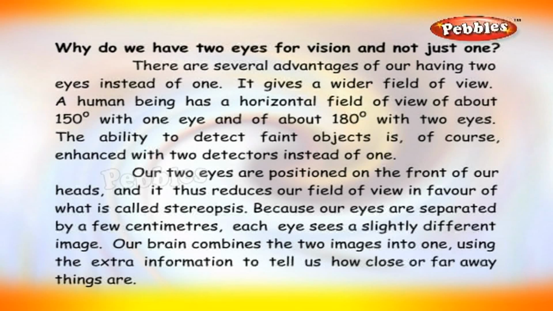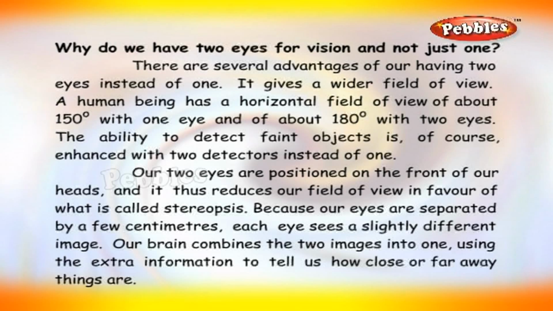Why do we have two eyes for vision and not just one? There are several advantages of our having two eyes instead of one. It gives a wider field of view. A human being has a horizontal field of view of about 150 degrees with one eye and of about 180 degrees with two eyes. The ability to detect faint objects is of course enhanced with two detectors instead of one.